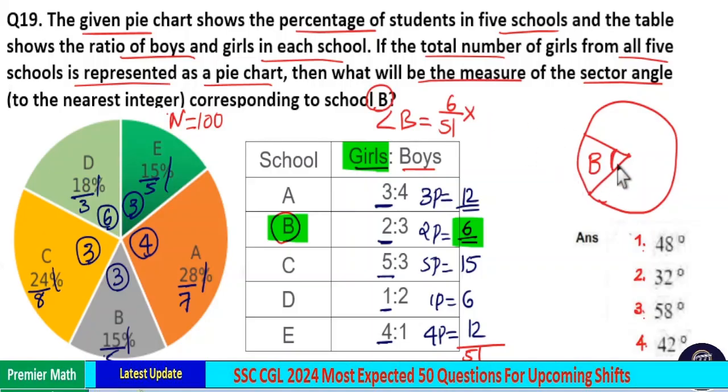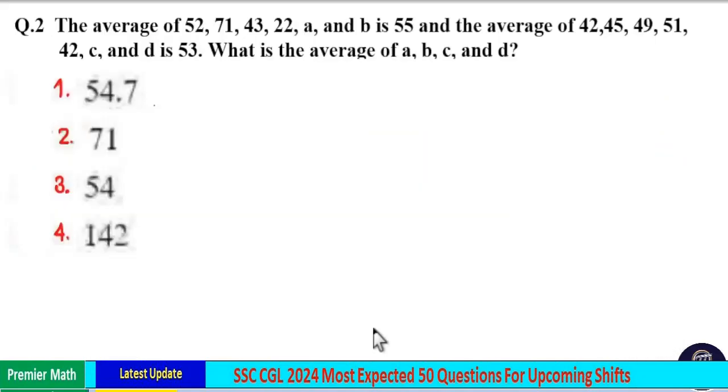So not the percentage, we need to find the angle. So total angle is 360, means this angle is equal to 6 by 51 into 360. Now 51 goes around 7 times in 360. So 6 into 7 is around 42 degree. That is, angle B is equal to 42 degree. So your answer is option 4.